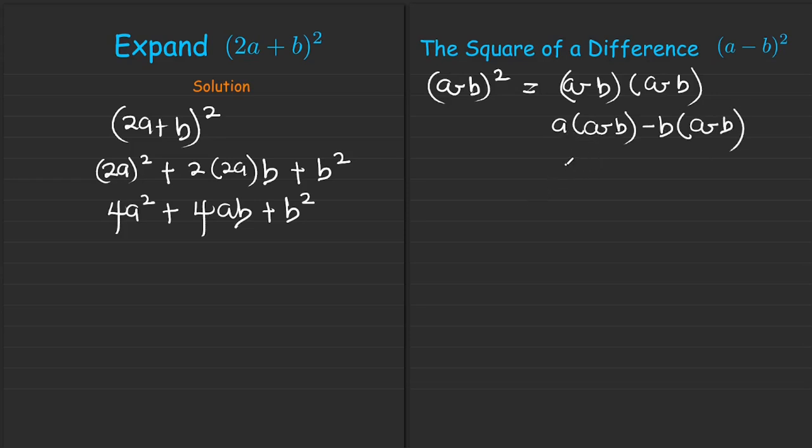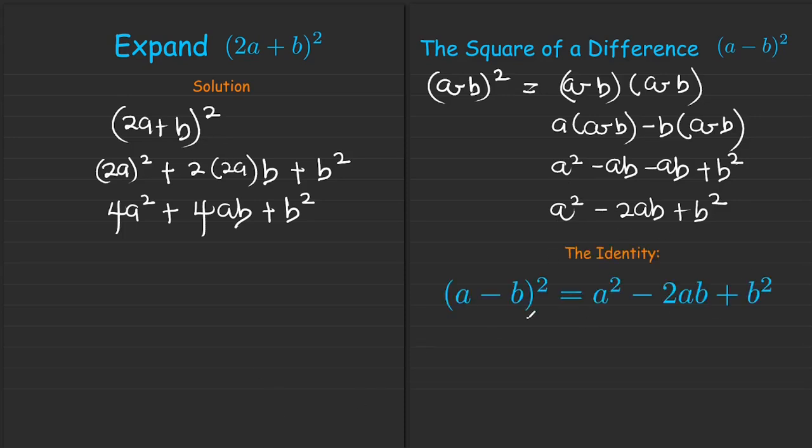If a multiplies a, we get our a squared, and then a multiplies b to give us a negative ab. Negative b multiplies a to give us a negative ab, and then negative times negative also gives us a positive, hence we have our b squared. Simplifying further, we have a squared, then minus 2ab plus b squared. This here is the identity.